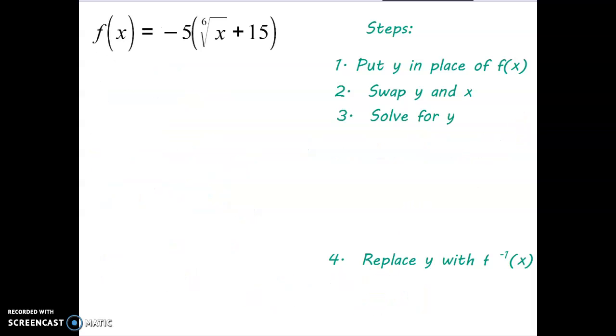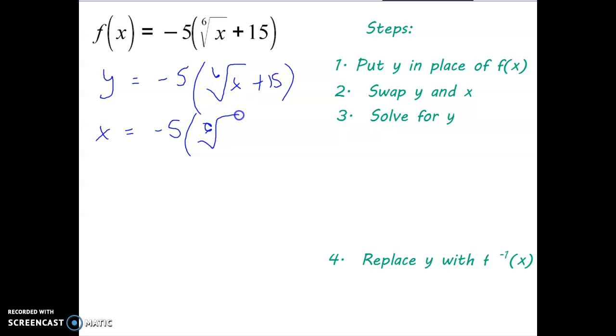All right, last one. Let's try this one. So let's put in our y. The 6th root of x. Okay, this time I'll remember to swap my x and my y. Okay, so now I'm going to solve for y. So looking at that, what do you guys think is the first thing I can move? Is it the -5? Is it the 6th root? Or is it the 15?